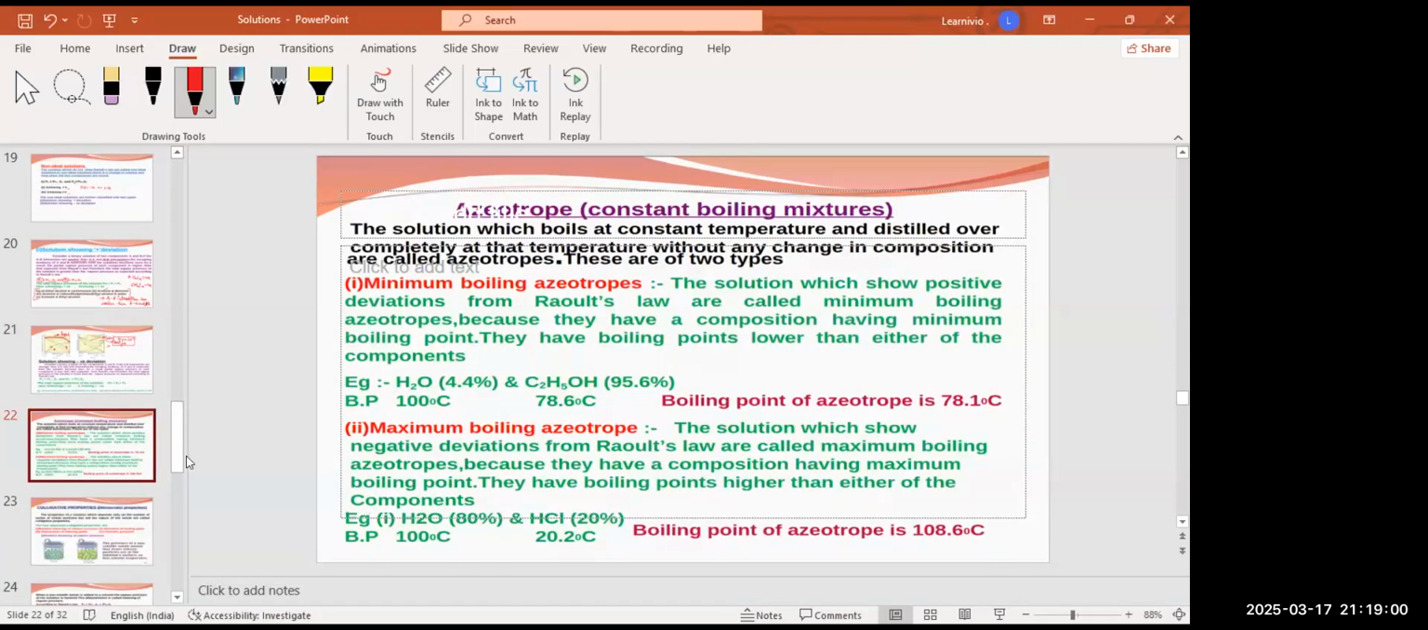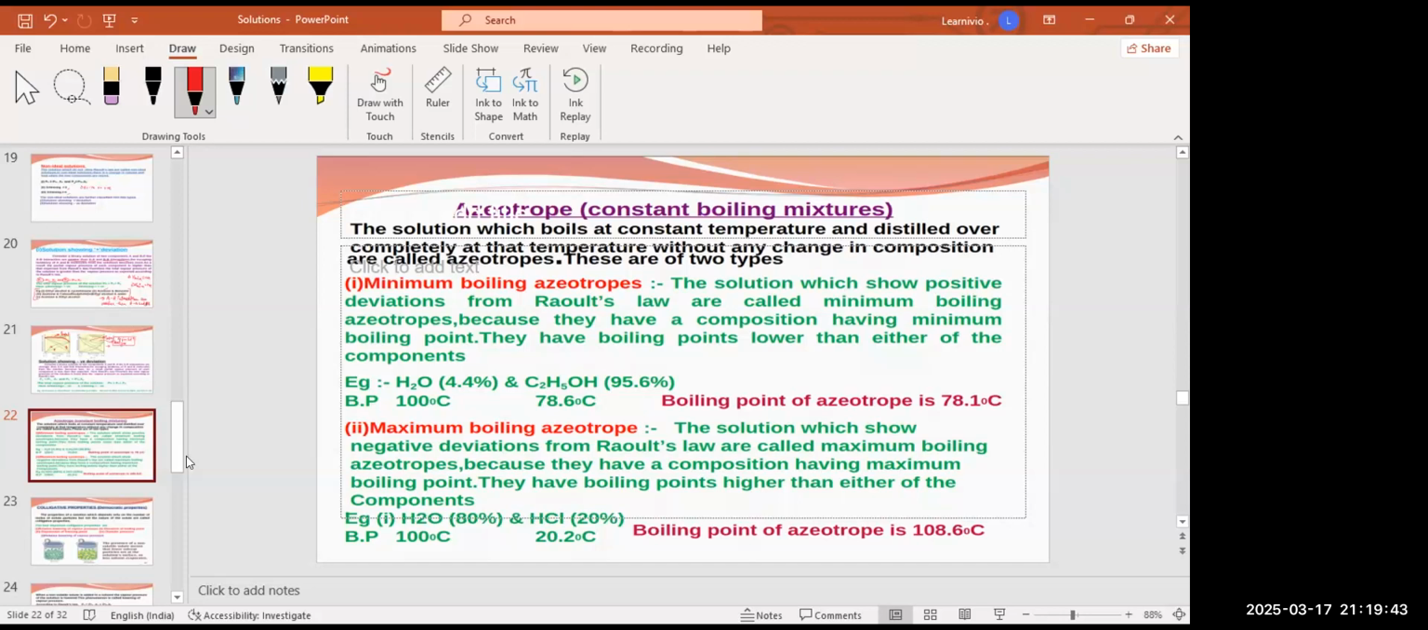See, what are azeotropes? Do you know? So azeotropes are basically solutions of completely miscible liquids. When we talk about azeotropic mixtures, these are solutions of completely miscible liquids which boil at constant temperature, right? And they can be distilled over without any change in their composition, and that type of mixtures are known as azeotropes, or we can say azeotropic mixtures.